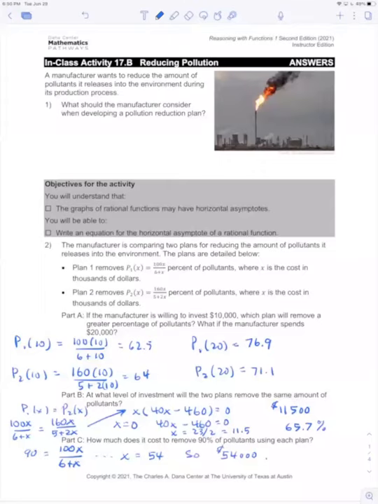And this, it's important here, this would be using plan 1, that's P1. And plan 2 can't do this because plan 2 doesn't allow for 90% removal since the limit is 80%. So plan 1 would work and plan 2 wouldn't be able to remove 90%. Let's go to part D.